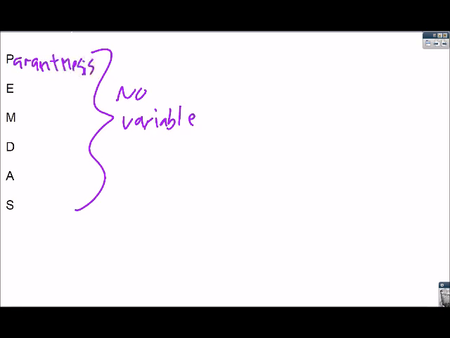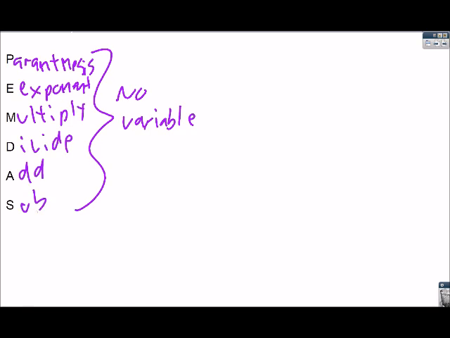So we're all familiar with PEMDAS, but for those of us who aren't, it's how we solve problems when there's no variables. That means there's no letters in it. And this is the order that we would go in to solve them: parentheses, exponents, multiply, divide, add, and subtract. So when there's no variable, we go in this order.